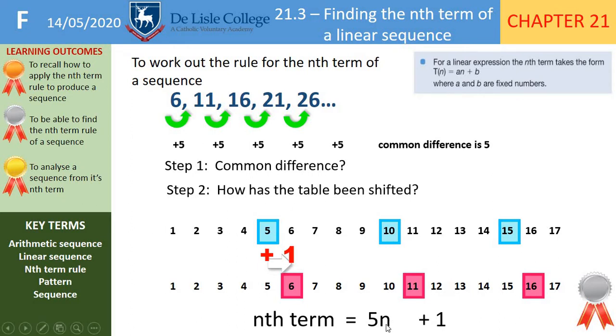When n is 1, what's 5 times 1? Well, it's 5. Plus 1 gets us the 6 here. What about when n is 2? Well, 5 times 2 is 10, plus 1 is 11. And we can see that that always works because it's a linear sequence. You might want to pause the video and copy this down, which you're welcome to do now. If you don't want to, you can just move straight on with the next one.